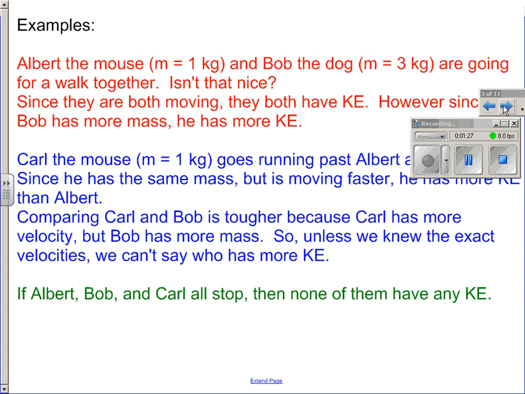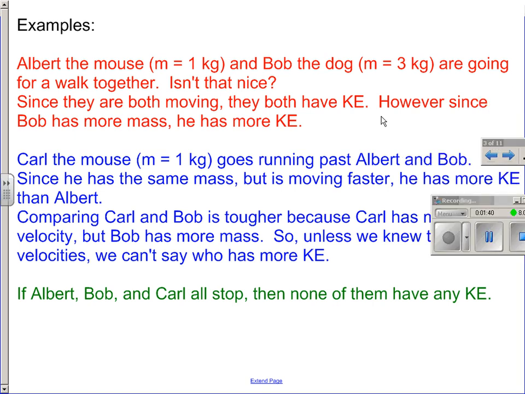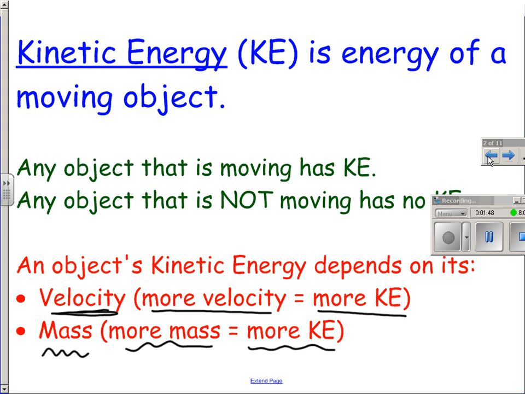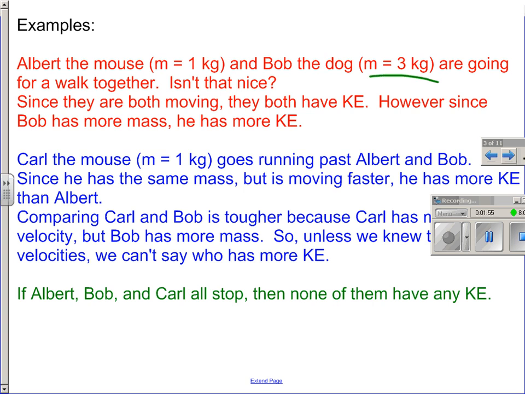So let's do some examples here. So we've got Albert the mouse, who's got a mass of 1 kilogram, and Bob the dog, who's got a mass of 3 kilograms, and they're going to go for a walk together. All right, since they're both moving, they're both going to have kinetic energy, right? However, since Bob has more mass, he's going to have more kinetic energy. Okay, that gets back to this idea. More mass means more kinetic energy, right? So here, Bob has more mass than Albert, since they're presumably walking at the same speed, since they're walking together. More mass is going to mean more kinetic energy, okay?